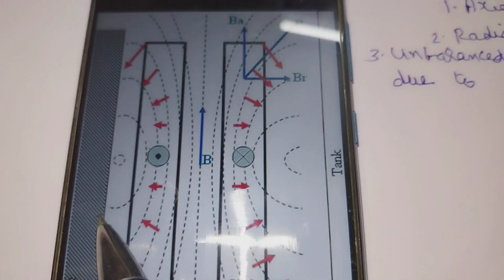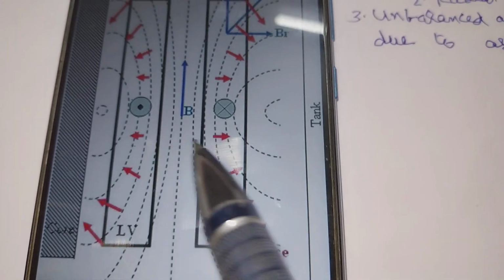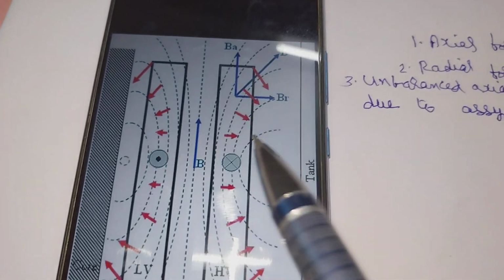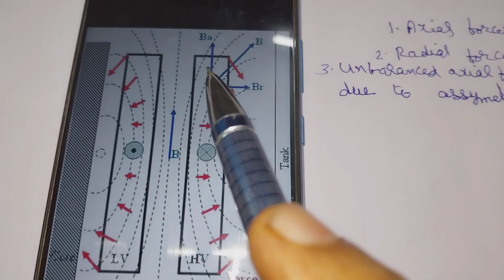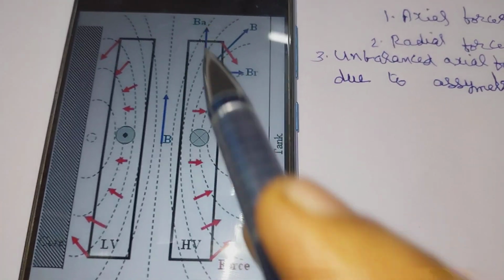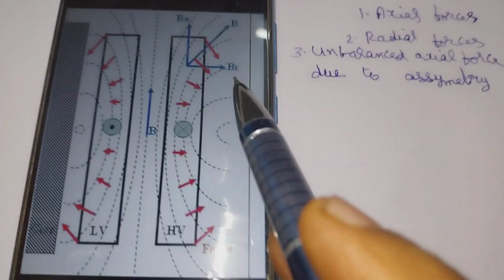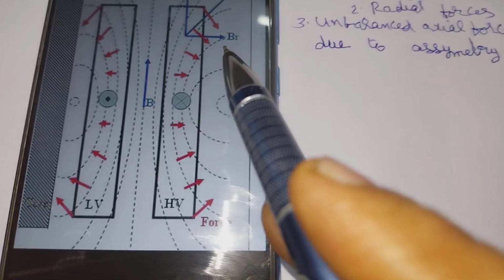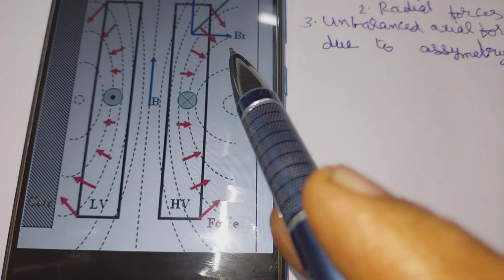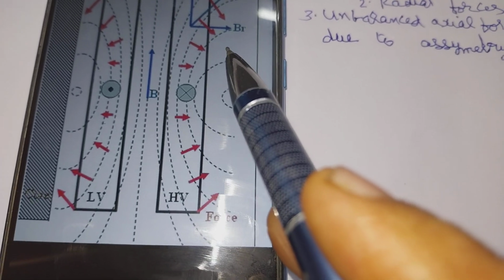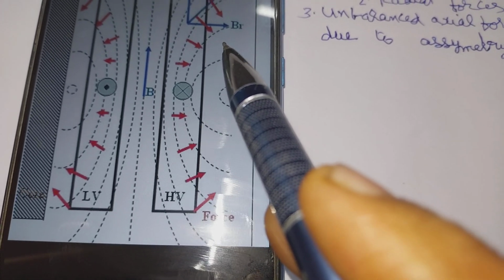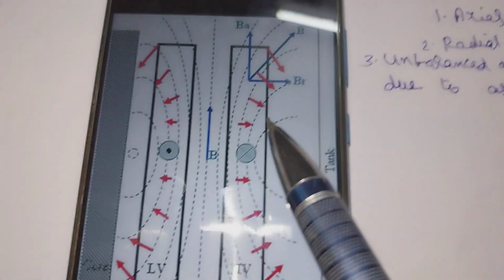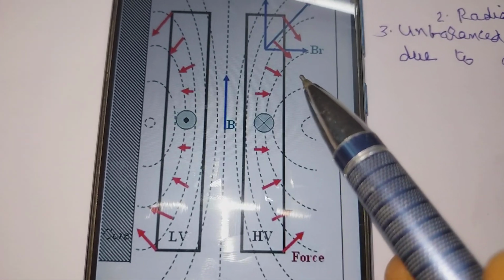This is the core, this is the LV winding, this is the HV winding. Here are leakage fluxes. They have two components, axial component and radial component. The magnitude of force on a conductor is proportional to the product of current in it and the intensity of magnetic field due to neighboring currents.